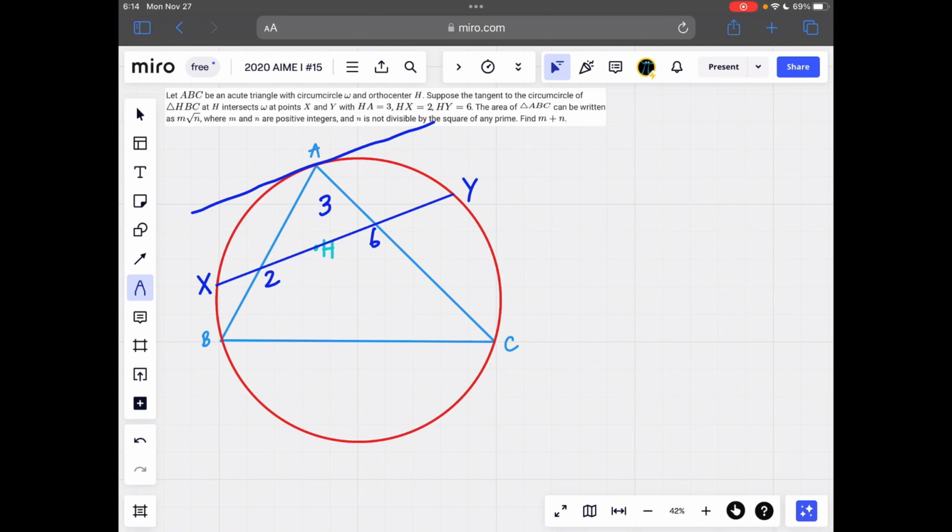So we know that XY is parallel to the tangent at A. That implies AX is equal to AY. And this should be fairly obvious, but if it's not, I'll explain why.